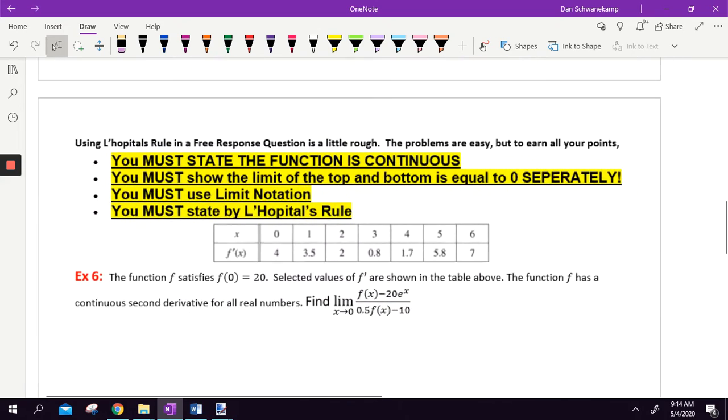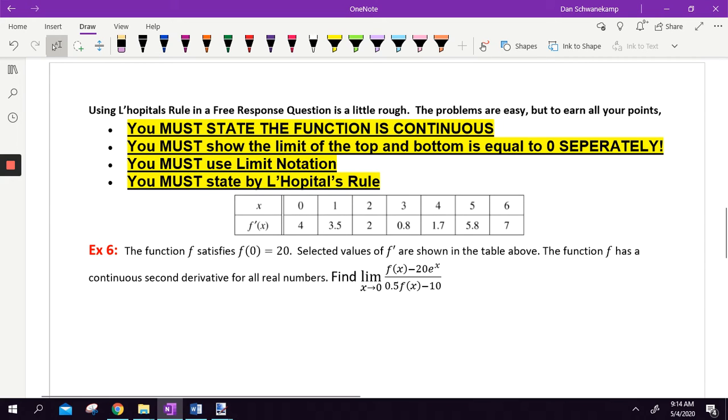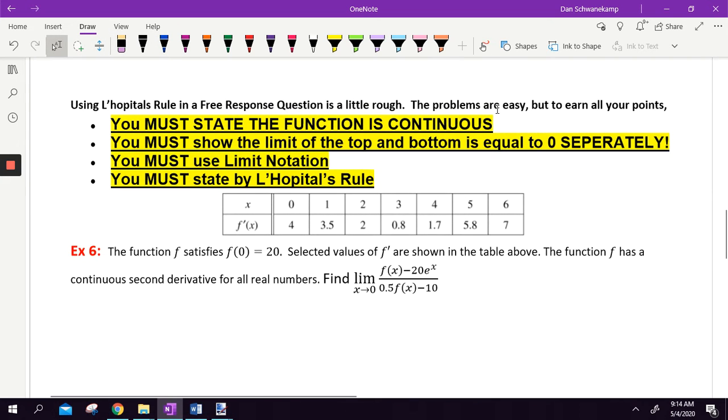So the idea of L'Hopital's rule is super easy. You take the derivative, you plug in, you go. The problem is on free response, they're super particular as to how you state this. And so I want to be very clear on this. If you are using L'Hopital's rule on a free response question, okay, it's a little rough. There are things that they are looking for that you have to put in order to get the answer.